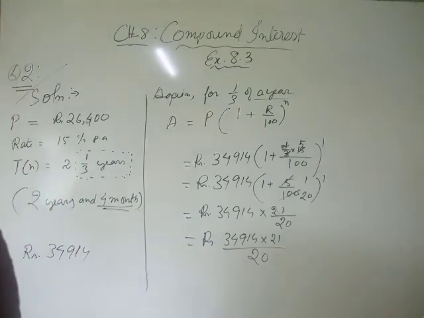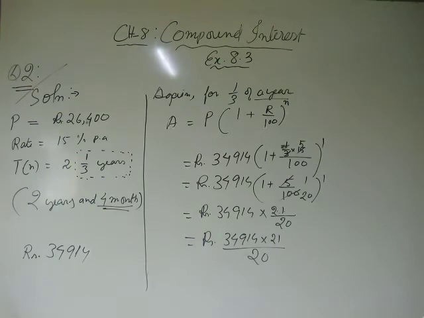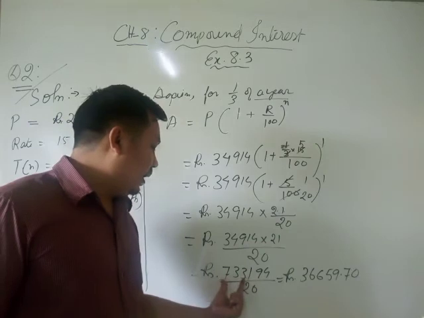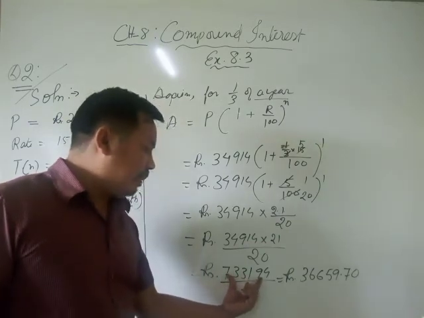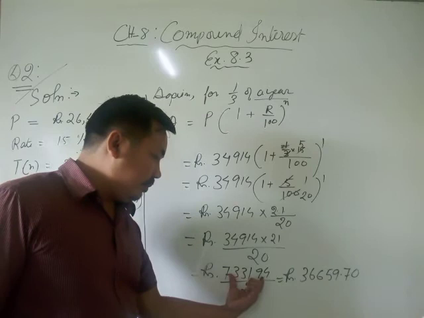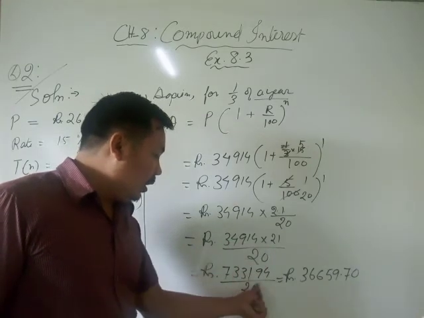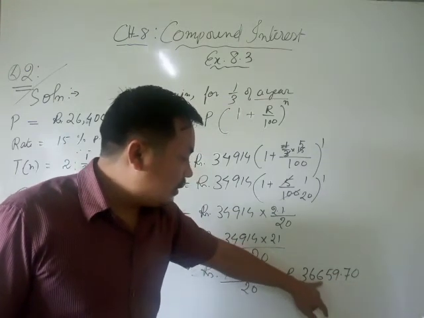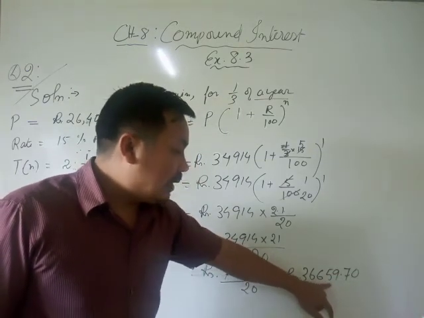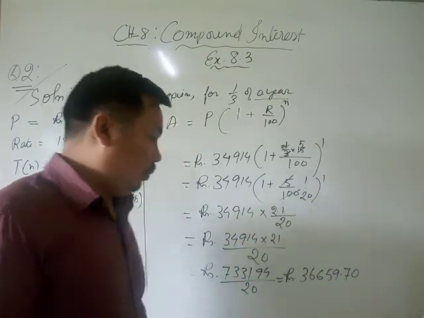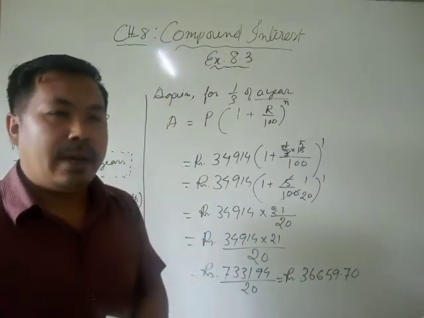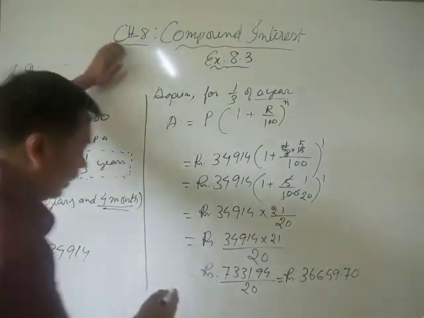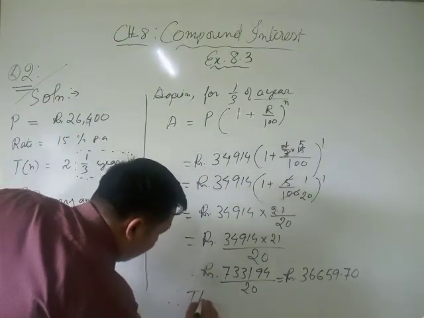So let us see how much we get here. My dear friend, now you see, after multiplying these two, we get this much of an amount, the product of these two. Here we divide by 20. After dividing by 20, we get this number, 36,659.70 rupees, the total amount to be paid for the loan. Okay, clear?